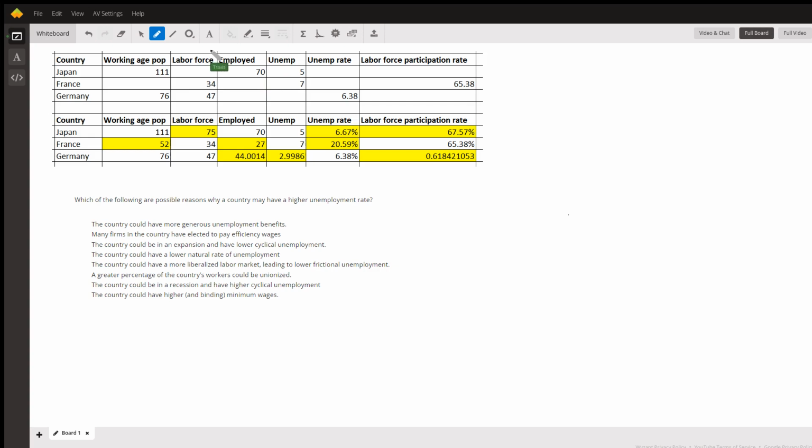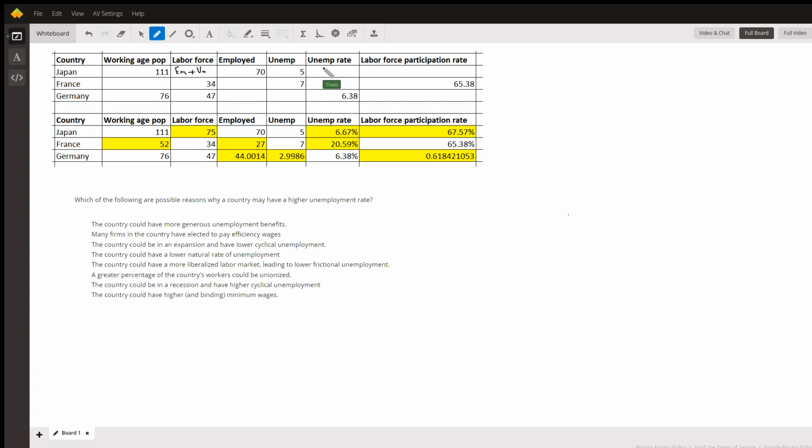If you want the labor force, you just need to add the employed plus the unemployed. That is the folks looking for work plus the people who already found work. So we're going to add those together. That's where we got the 75.